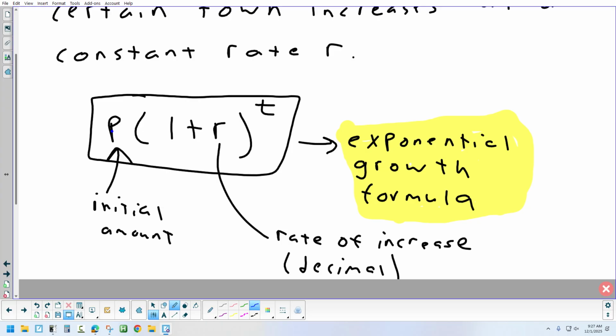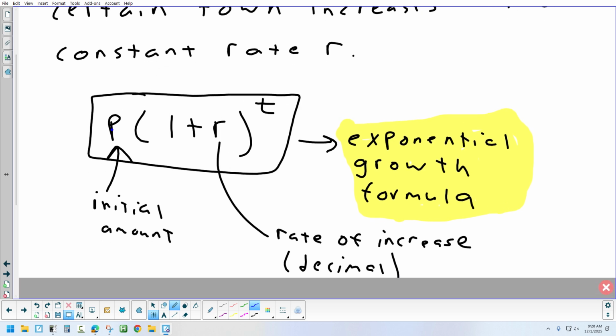One thing you do have to be careful with, the rate has to be a decimal. So for example, if they give you something that says a 12% increase, you have to write that as, can anybody tell me what's 12% as a decimal? 0.12, yeah. So anytime you see a percentage, you need to change it to a decimal. 7%, 0.07. Right. T is the amount of time, generally measured in years. Could be other things, but it's generally years.